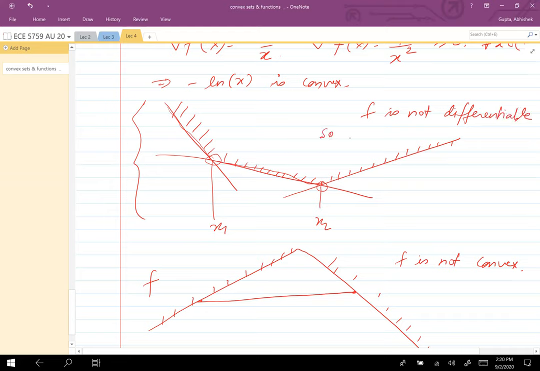So 2 and 3 cannot be applied. Okay. So you can only apply 1. That's it for proving whether it's a convex function or not.